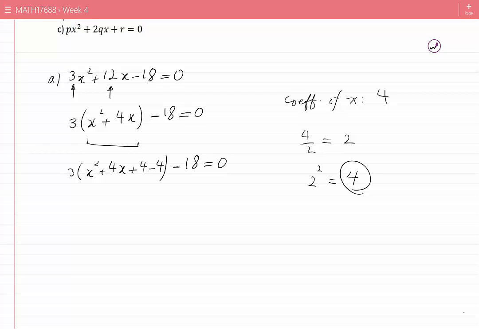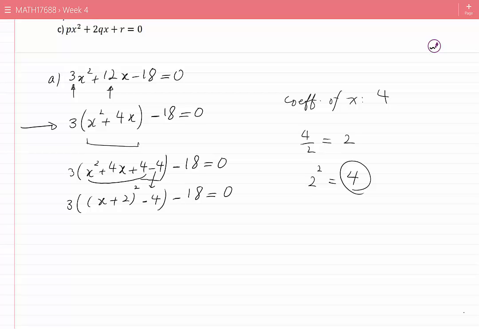Then you have minus 18 equal to 0. Since 4 minus 4 is equal to 0, we have not changed the left hand side. It looks different, but upon simplification it becomes the same left hand side as we had here. Now the advantage of adding the 4 and minus 4 is that the first 3 terms inside the bracket give us a complete square. In fact, instead of these 3 terms, we will have (x plus 2) squared. We also have a minus 4 that I include, and then outside of the bracket we have minus 18.